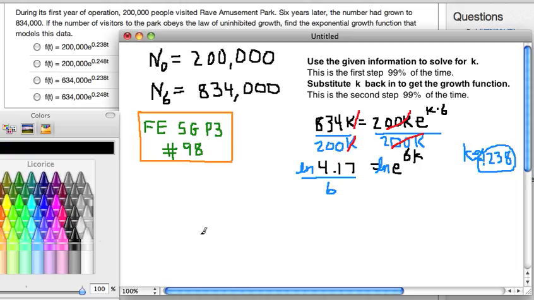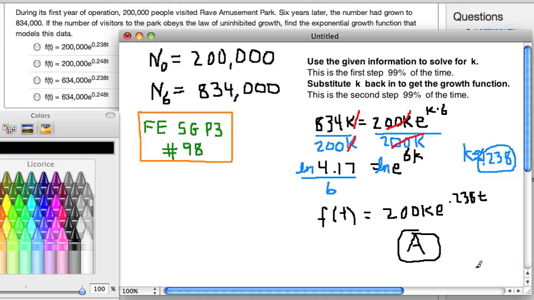And then going back to the original function, we'll let it be f of t, and normally we put a big capital N right there, equals 200,000, because 200,000 is the initial population, multiplied by e to the k, which is 0.238, times t. And which one is that? That's A. First choice over there on the left. There you go.